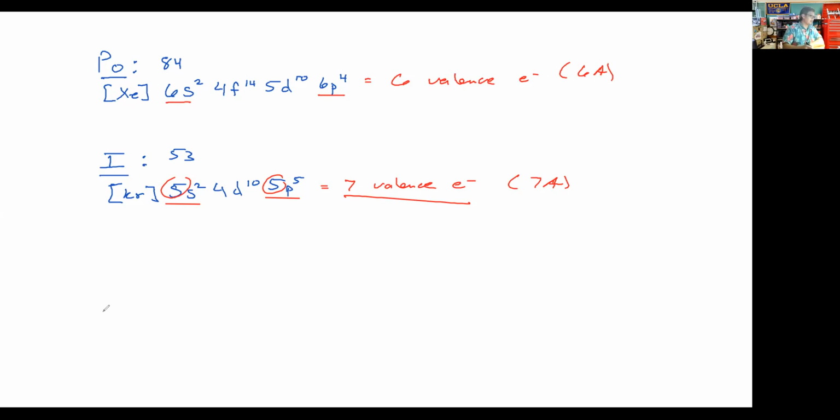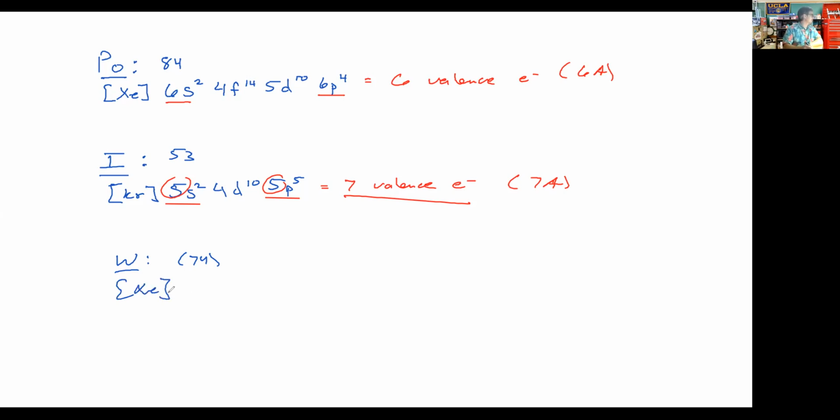If not, then we'll talk about it tomorrow in class. Okay, with the last one, let's take a look at tungsten. Tungsten is going to be element number 74. It is the 74th square on the periodic table. When you write that, the noble gas that precedes tungsten is going to be xenon. So we're going to put xenon in brackets here, and then we're going to start our count.